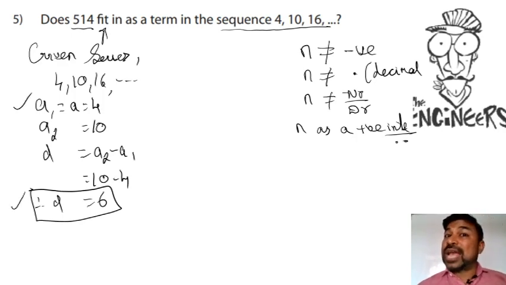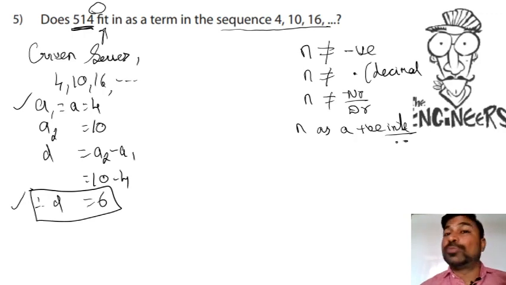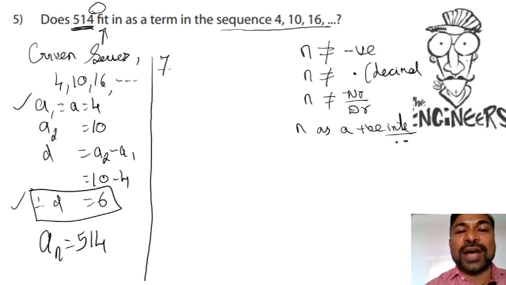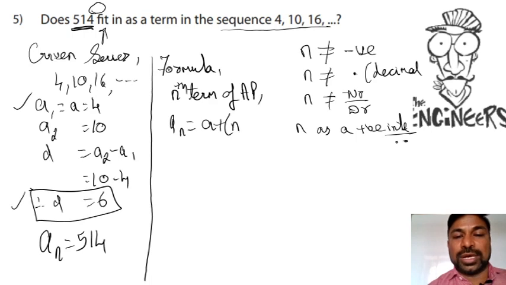If you have checked my last videos, you know 514 has no superscript on top of it, something written in English like third, second, fourth. We don't have that. Then straight away plug in the value of 514 in the place of an. That's the logic. Now let's go for the formula. The nth term formula of AP: an equals a plus n minus 1 into d.